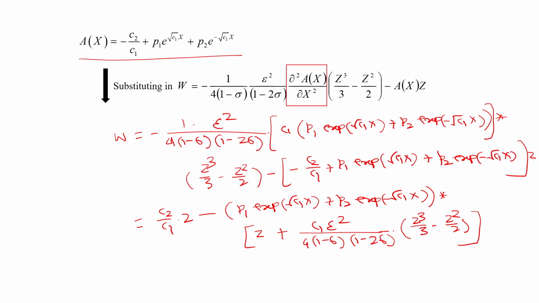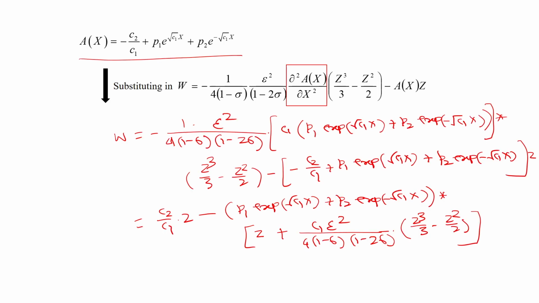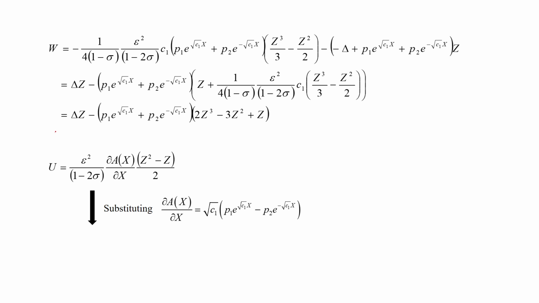There is a delta also somewhere. Oh, C2 by C1 is actually delta. So, that is what has been used here. So, here this is the final form.